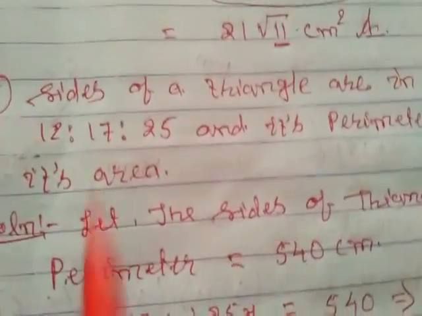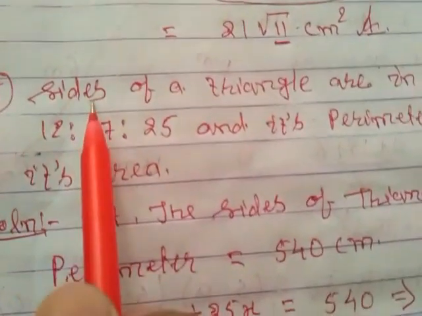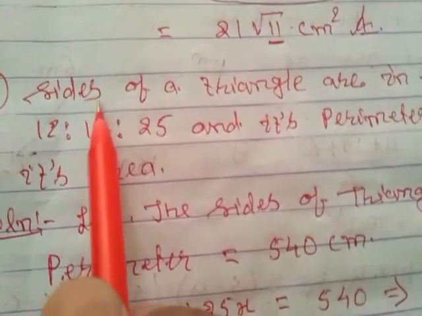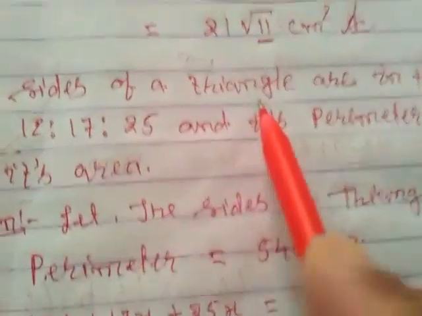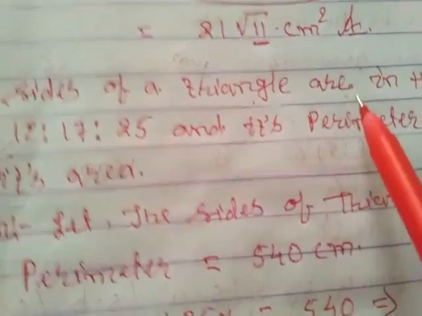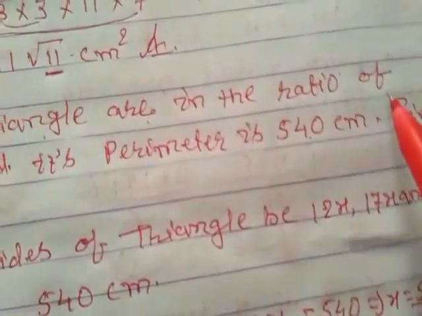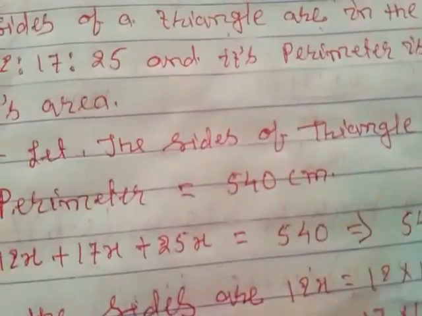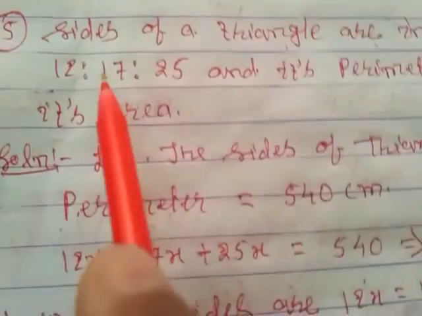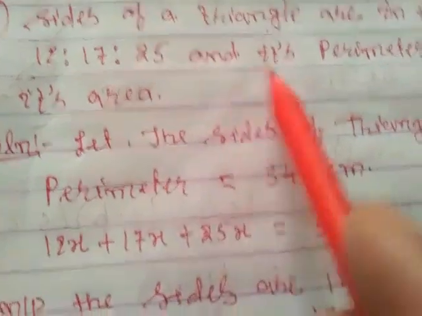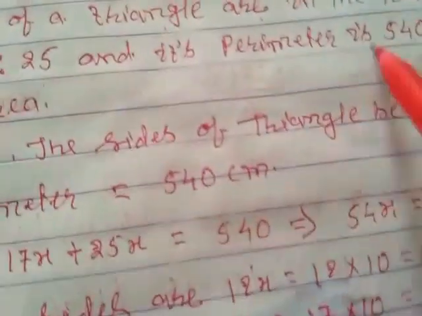Now the next question, students, that is question number 5. It says that the sides of a triangle are in the ratio 12 is to 17 is to 25, and its perimeter is 540 centimeter. Find its area.